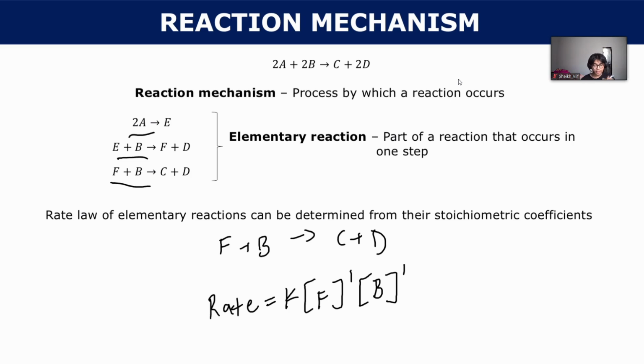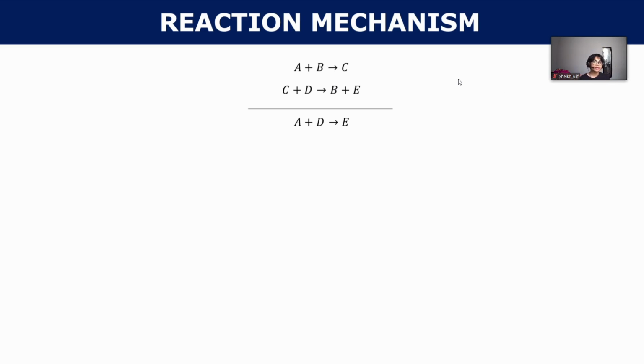Now let me introduce a few more vocabulary words. So let's take a look at this reaction mechanism where A plus B produces C, and then C plus D produces B plus E. And then the overall reaction is A plus D produces E.